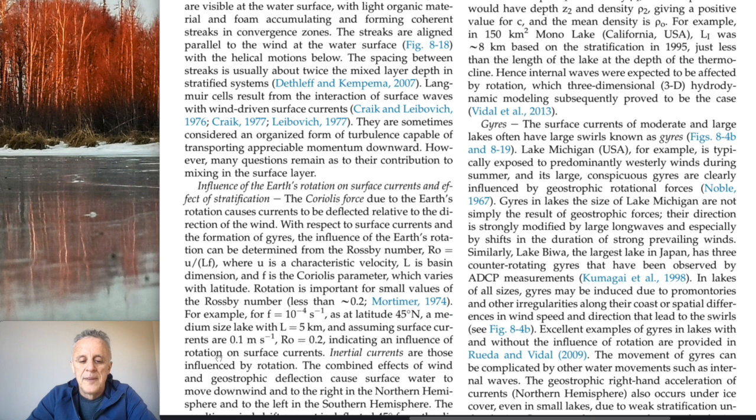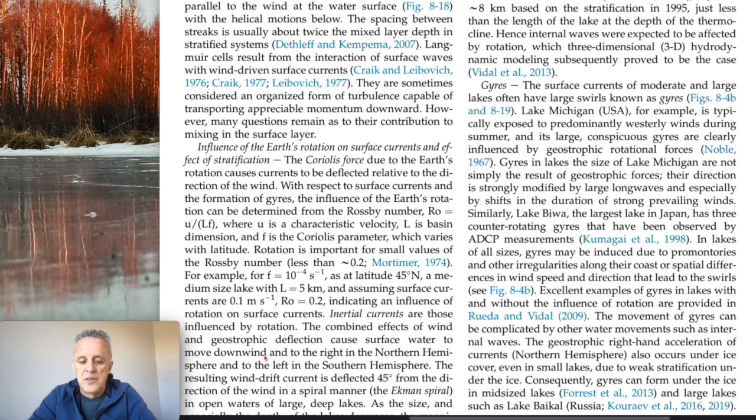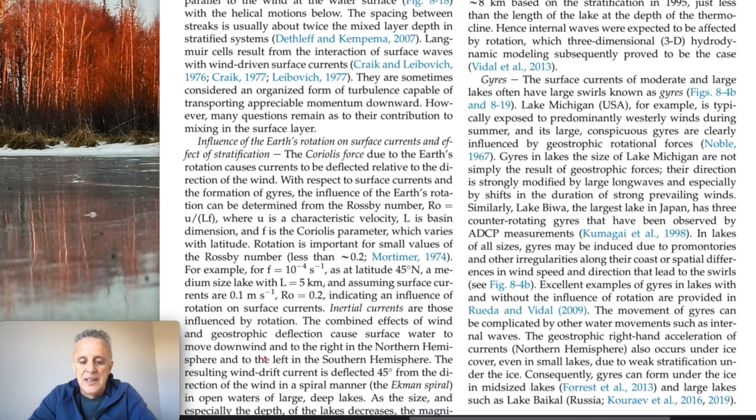For example, for f equal to 10 to the minus 4 per second, as at latitude 45 north, a medium-sized lake with L of 5 kilometers and assuming surface currents of 0.1 meters per second, Ro is equal to 0.2, indicating an influence of rotation on surface currents. Inertial currents are those influenced by rotation.